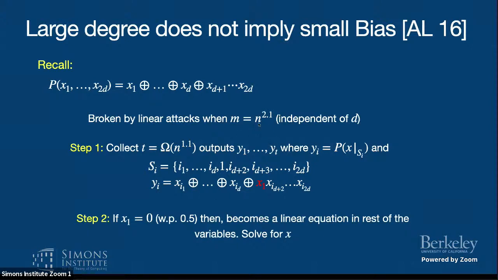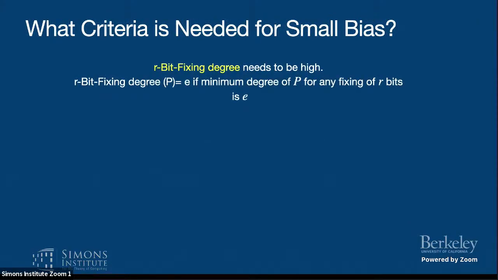And then you can't hope for a stretch even of n to the 2.1. So what went wrong? Well, it turns out that it's not just the degree. It needs to be the bit fixing degree that needs to be high. Just to define what bit fixing degree means: the r-bit fixing degree of a predicate P is e if, over arbitrary fixing of up to r bits of P, the minimum degree I get is e. As an example, if I choose this as the nonlinear predicate, then the one-bit fixing degree of that predicate is actually 1, because I can substitute x_{d+1} as 0. And in that fixing, the predicate becomes linear.